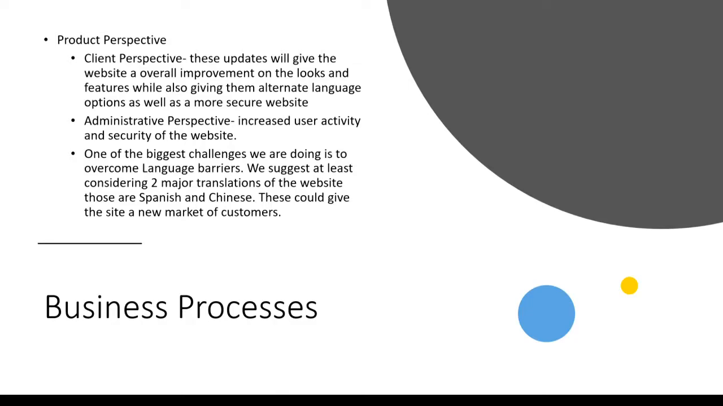Now, for client perspective. So with these updates, it's obviously going to give a better visual appeal. The alternate languages, like I said, are going to be the biggest thing. It can help out. Georgia is very diverse, and it has an ever-increasing Spanish-speaking population. So I think it's important to have a Spanish website, as well as a more secure website. As I mentioned before, security is of our utmost importance to a website. So, administrative perspective. We're going to be seeing an increased user activity with the new website, and the security of the website, once again, is one of our biggest things we're worried about.